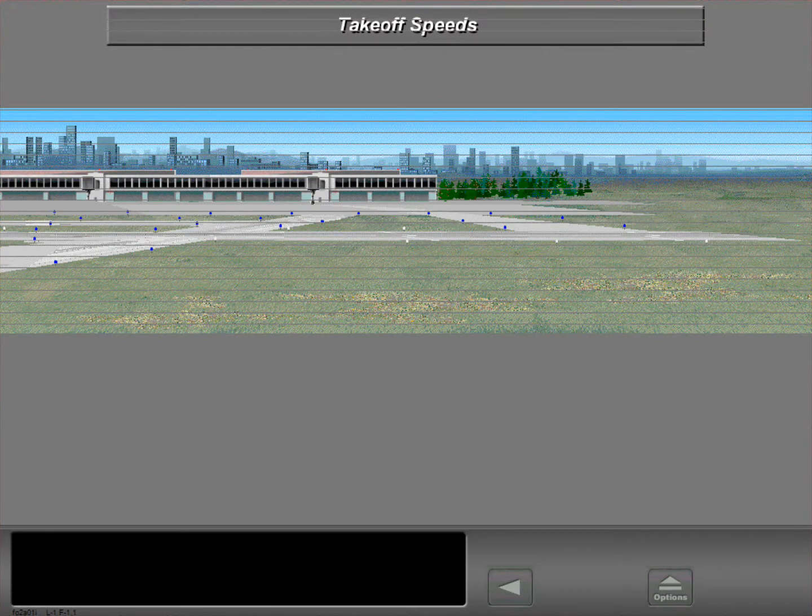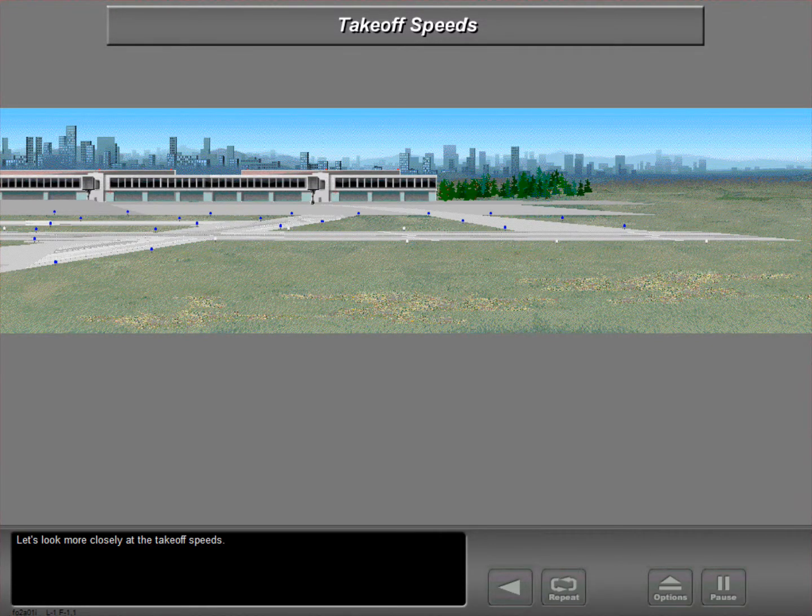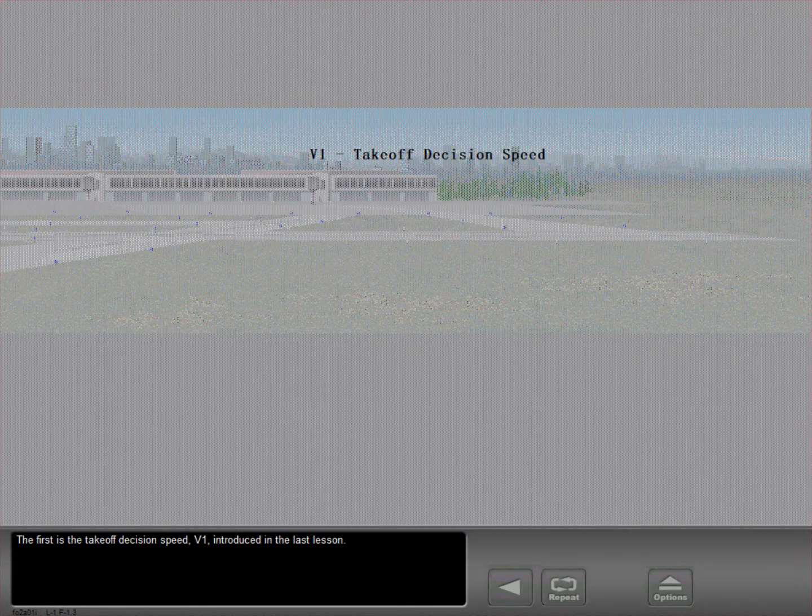Let's look more closely at the takeoff speeds. There are three takeoff speeds. The first is the takeoff decision speed, V1, introduced in the last lesson. The second is the rotation speed, VR. And the third is the takeoff safety speed, V2, also introduced in the last lesson.